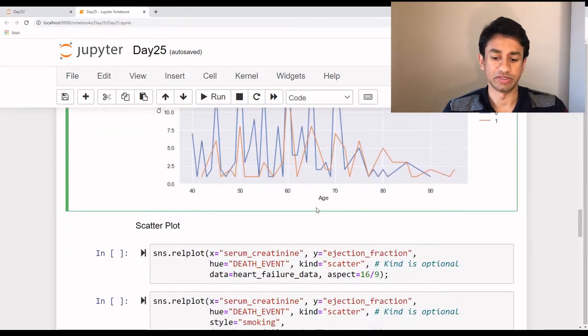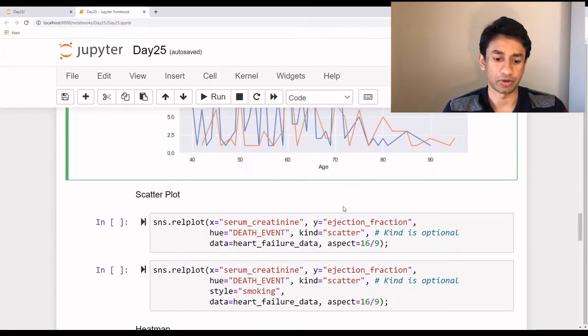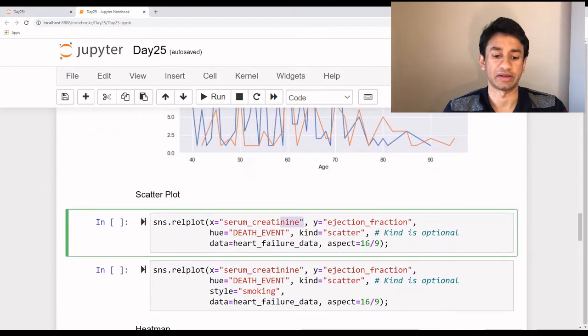And the next one is moving on to the scatter plot. Again, it's one line of code. We are going to pass different attributes, like serum creatinine as well as ejection fraction. I'm not someone with a medical background, but when I was reading about this data set, what I understood is that serum creatinine and ejection fraction are two parameters that are sufficient to make a prediction on the probability of the patient's survival.